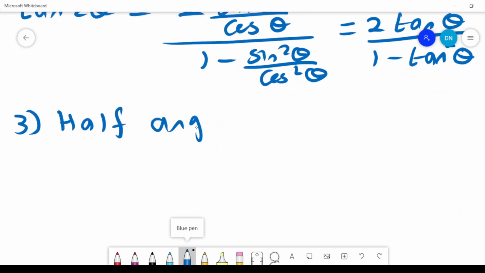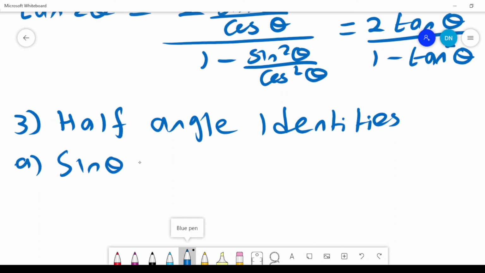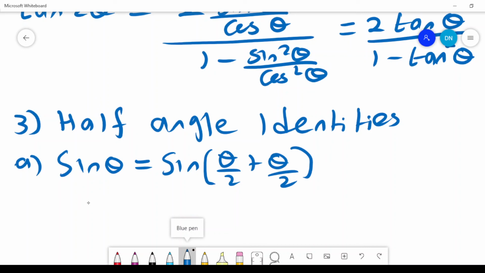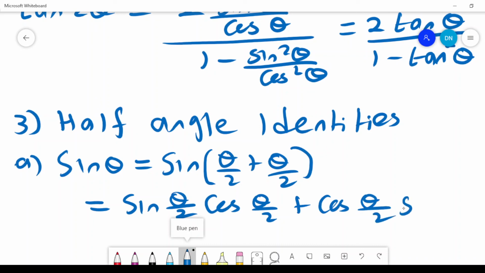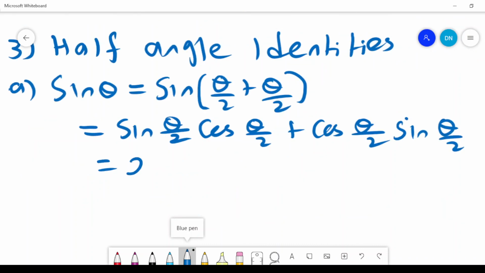Half angle identities. And we want to just change the same angle that we had. We have sine theta. We can also write it as sine of theta over 2 plus theta over 2. And using the principle of the double angles, then we can write this as sine theta over 2 cos of theta over 2 plus cos of theta over 2 sine of theta over 2. That is 2 sine theta over 2 cos of theta over 2.